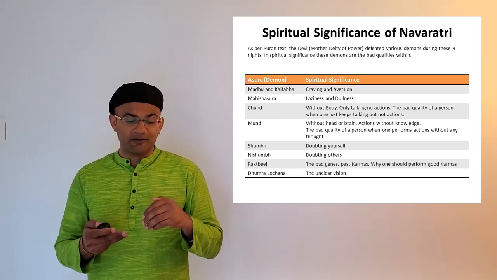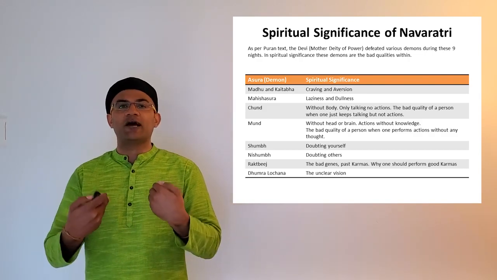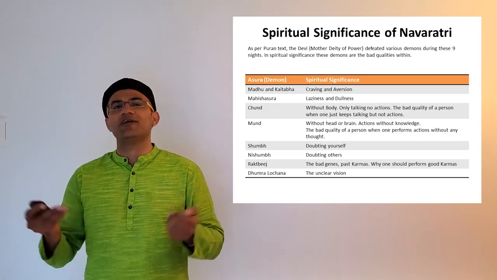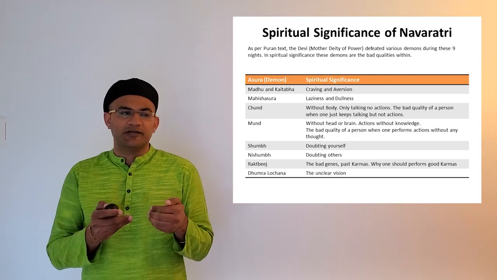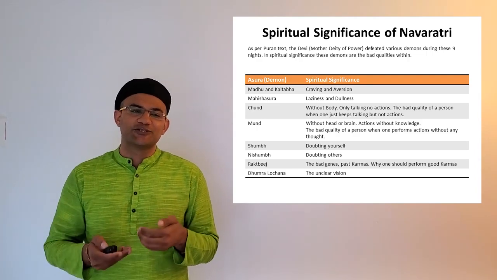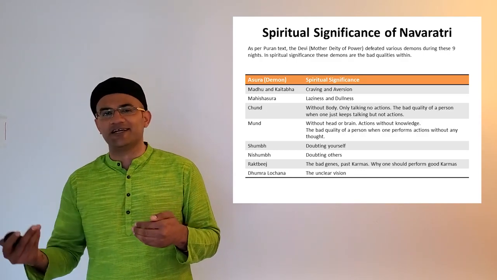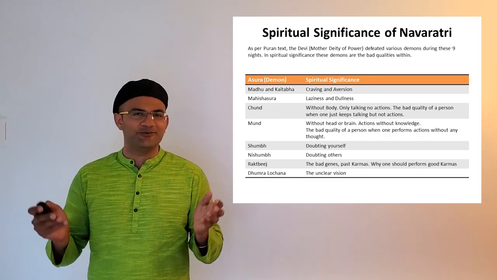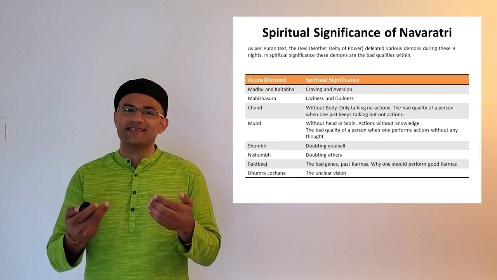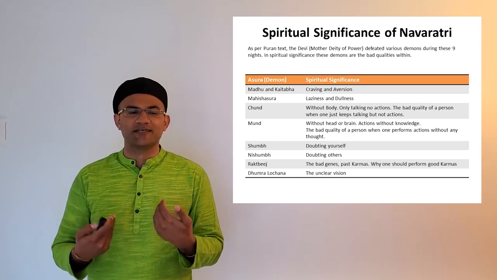And Nishumbha is the other way around: when you have doubt within yourself, you will doubt everybody else out there. So Nishumbha is doubting others. Sumbha and Nishumbha are those qualities where you're doubting yourself and doubting others. And we shouldn't do that. So Navaratri is telling us we need to kill those demons ourselves.